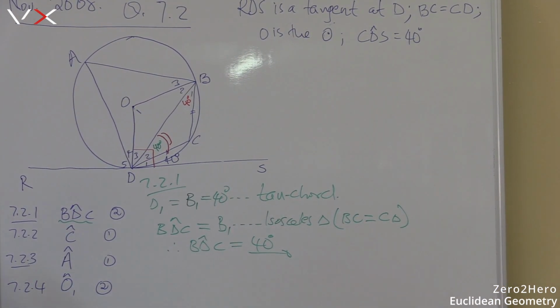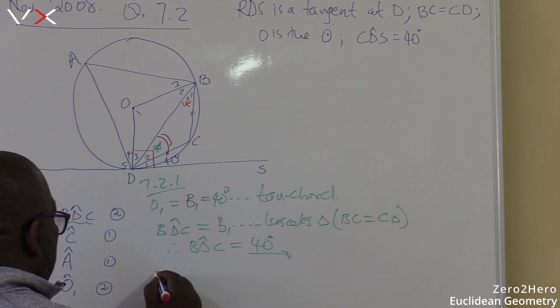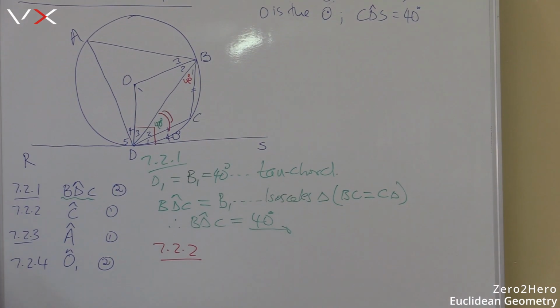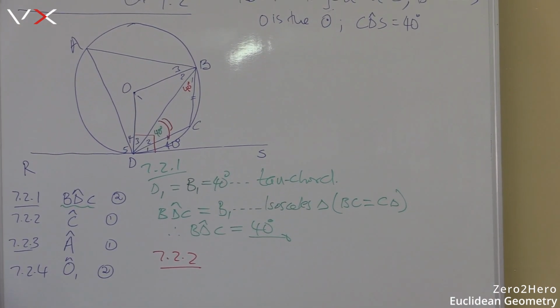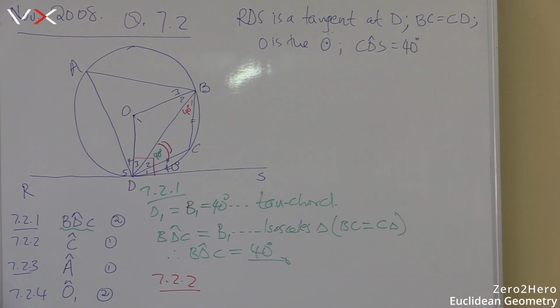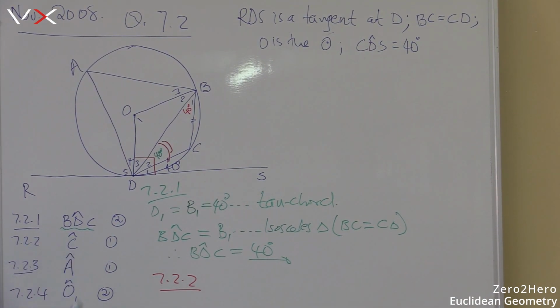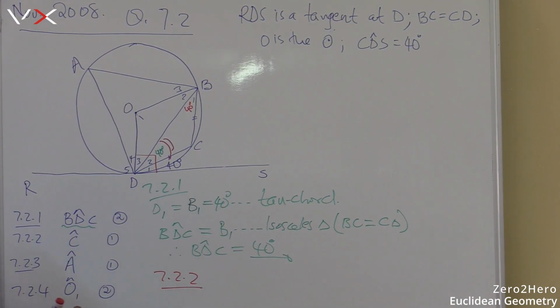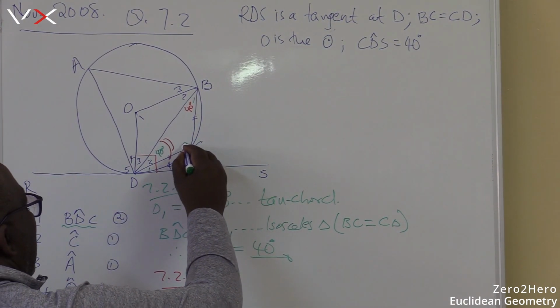Number 2, let's do the second one. 7.2.2. What are we looking for in this particular case? We're looking for angle O1. Oh, no. 7.2.2. We've got to find the value of angle C. This is where angle C is. We're looking for this angle here.